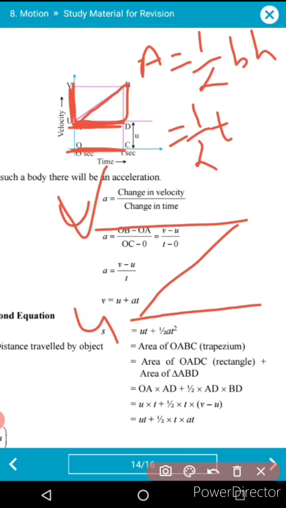In this case, the velocity changes from U to V. Understood? So the total value of this line is V minus U. Clear? So this will be the height.